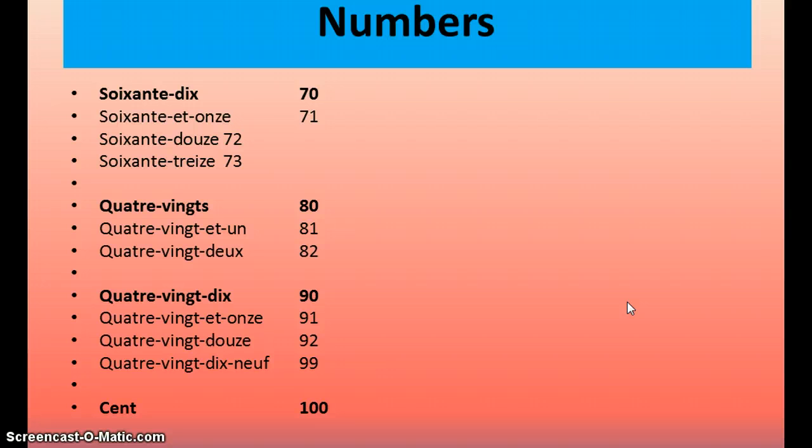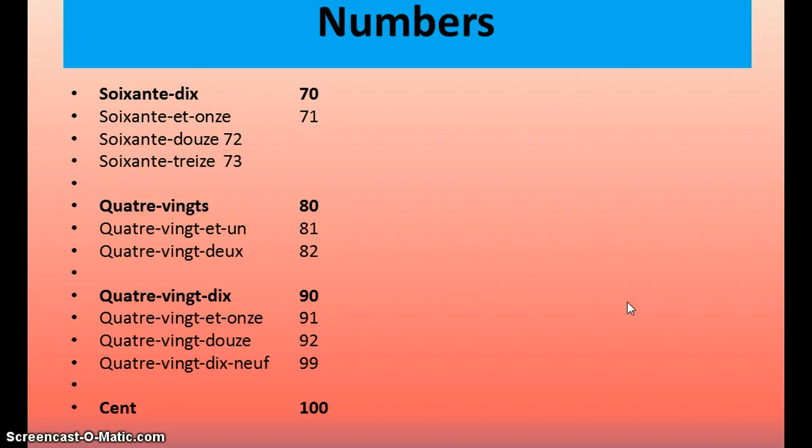Okay, you see the number 80, quatre-vingts, that's literally 4 20s, because 4 times 20 is 80. And then for the 80s, it follows the numbers 1 through 9 again. So you have 81, quatre-vingt-un, 82, quatre-vingt-deux, and all the way up to 89, quatre-vingt-neuf.